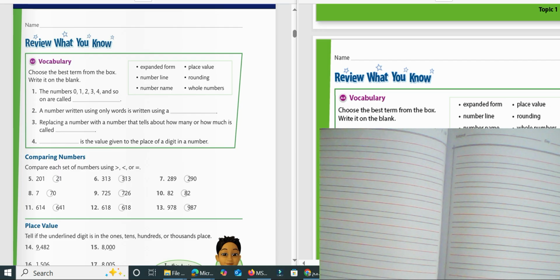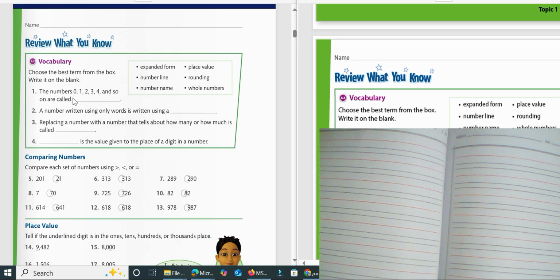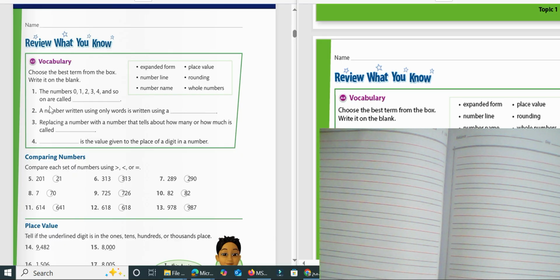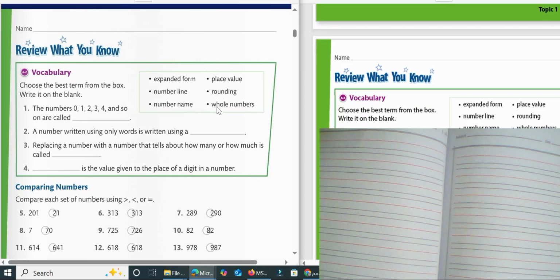Page number 1. Review with me. Vocabulary here. Numbers 0, 1, 2, 3, 4, and so on are called what? Look at here, we call them whole numbers. 0, 1, 2, 3, 4, and so on, we call them whole numbers.